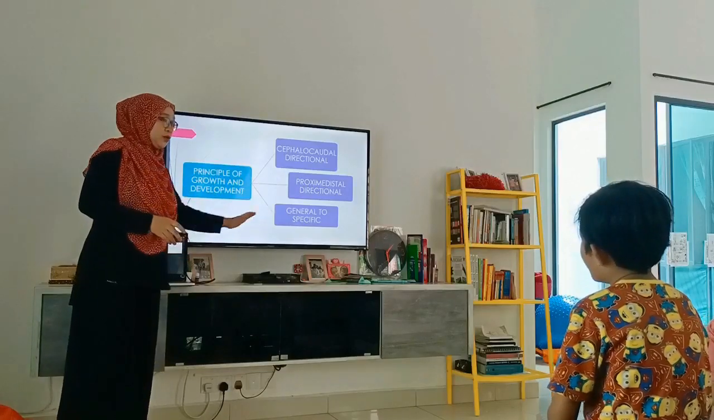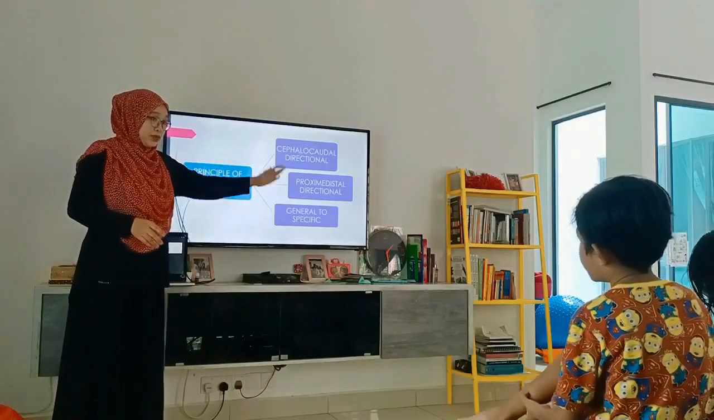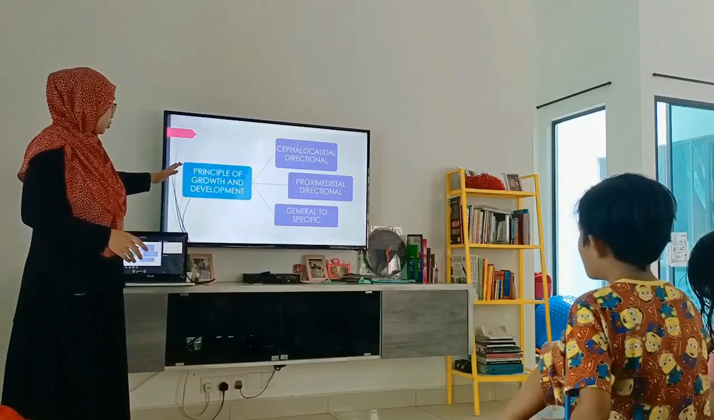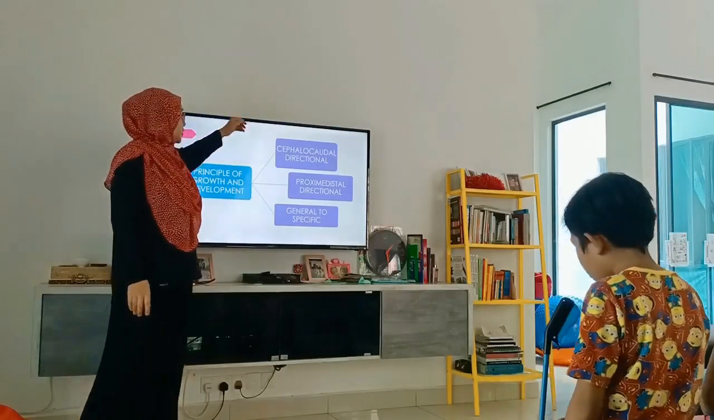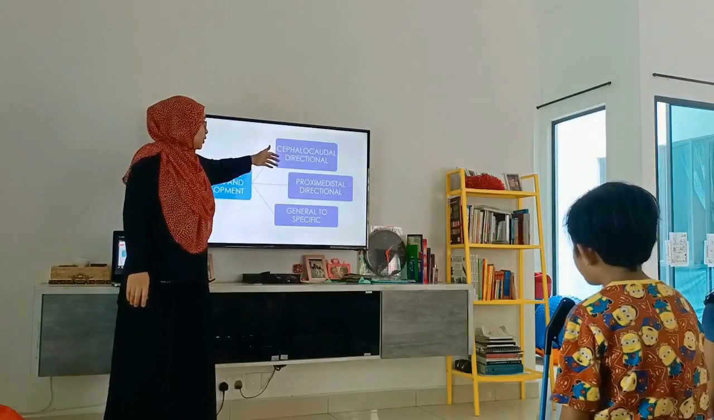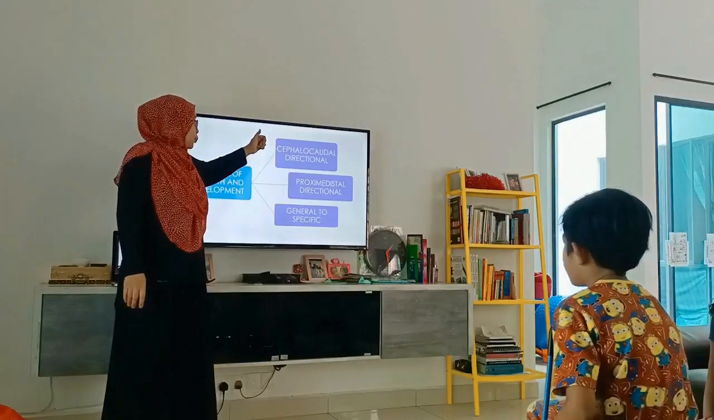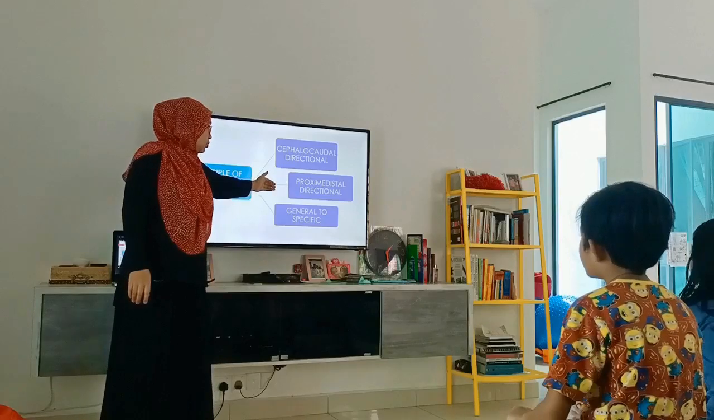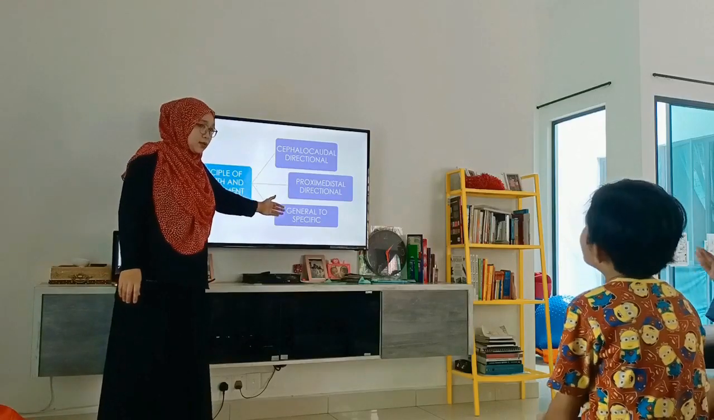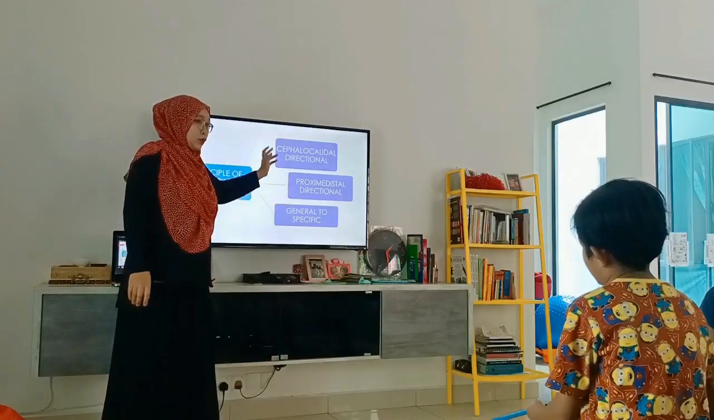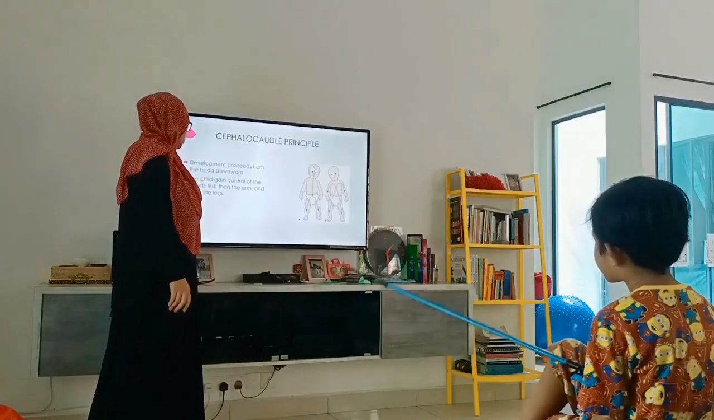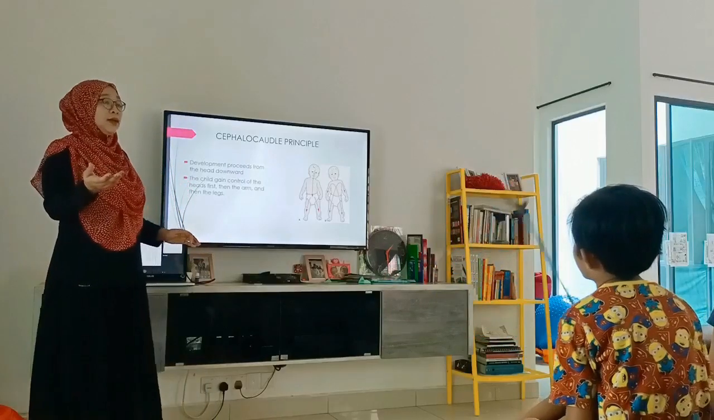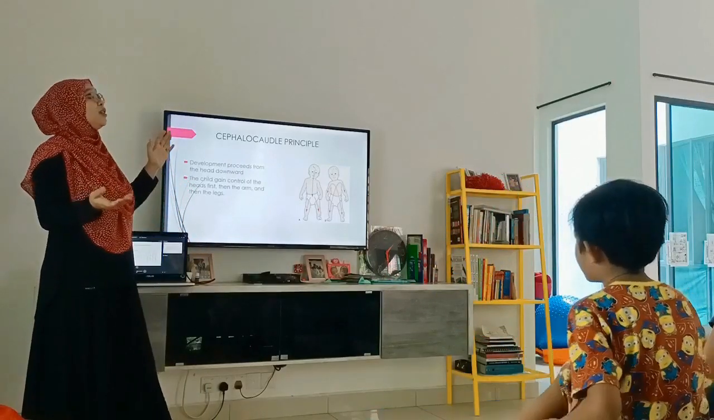There are 3 principles for babies 1 to 3 months old. The principles of growth and development are, first, cephalocaudal direction, proximodistal direction, and the last one, general to specific. We will look at them one by one. What is the cephalocaudal principle?